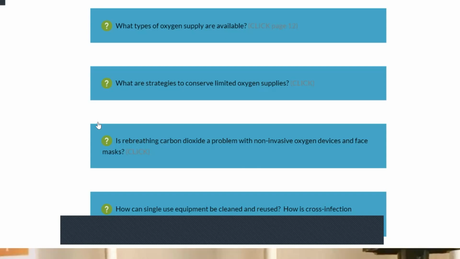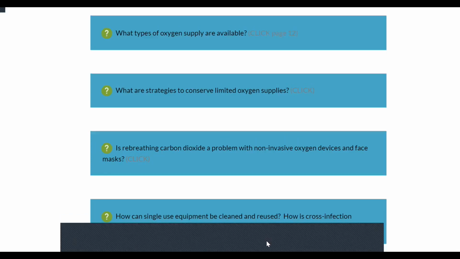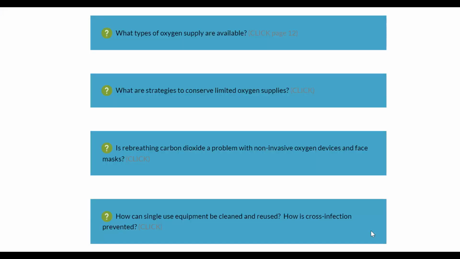Yeah, the other simple question here is about rebreathing carbon dioxide with non-invasive oxygen devices and face masks. I think this is a question most patients would ask: if they are using a face mask, are they going to breathe CO2 or become hypoxic?